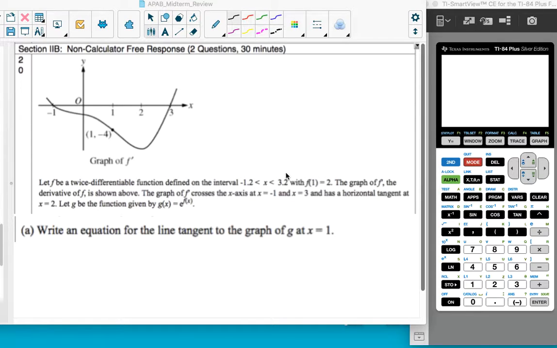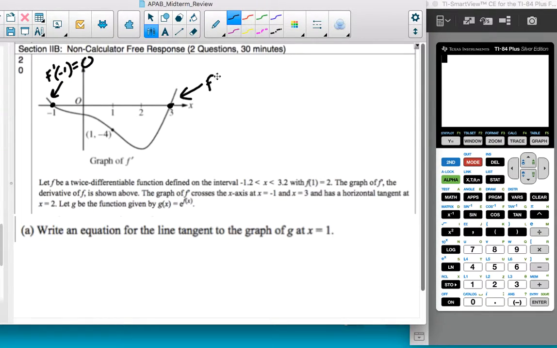We're given that f of 1 is 2, and the graph of f prime, the derivative of f, is shown here. The graph of f prime crosses the x-axis at negative 1, so this is a spot where f prime is 0. It also crosses again at 3, so f prime of 3 is 0. And this graph has a horizontal tangent line at 2, if that helps a little. Terrible at drawing, apparently.